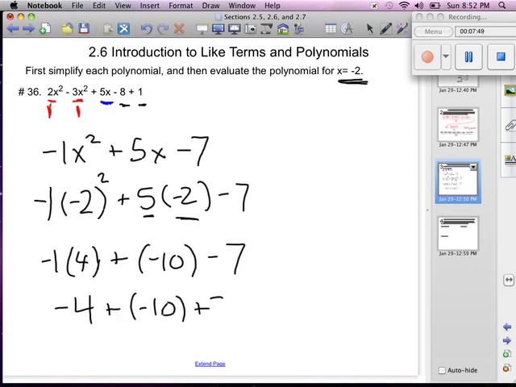I'm going to change this right now to a plus -7. Some of you don't like that, but I do, and I'm in charge for this 3 minutes. I like to add them all up together as negatives, because what can I do? I can just see that they're all negative, so I'm going to have a negative answer. And then I can just add up 4 plus 10 plus 7 is 21. And that's it. Okay? That's not so bad.